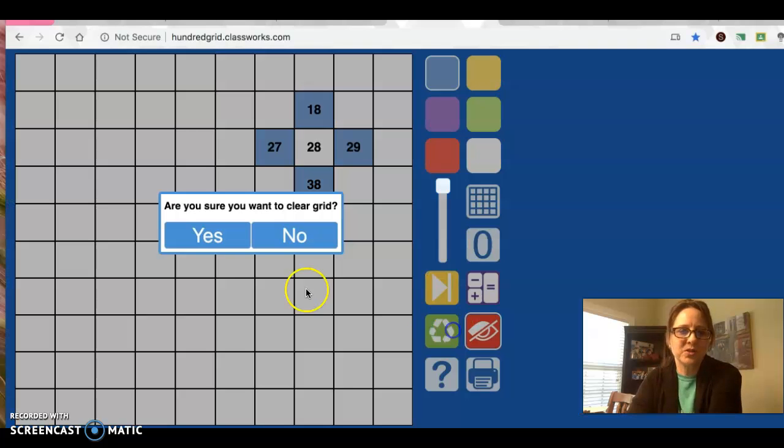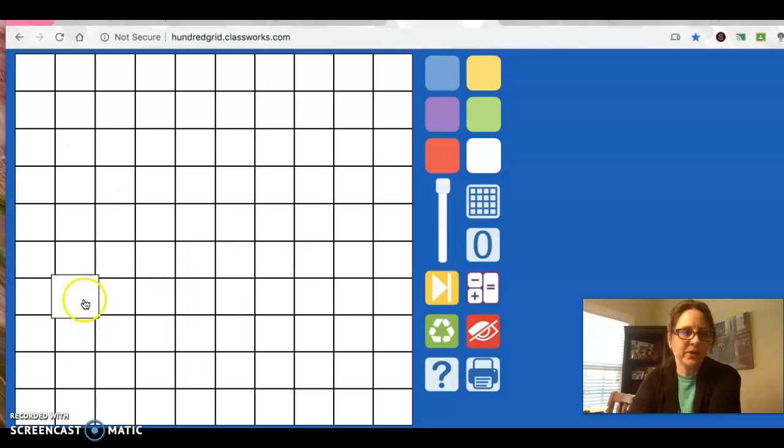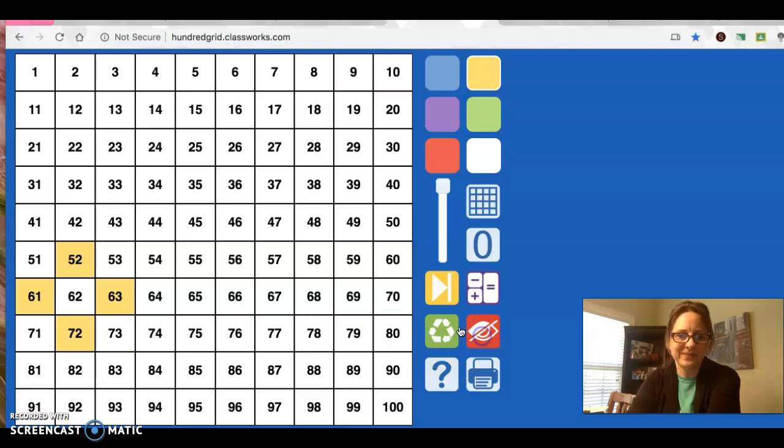All right, let's go to another one. Let's white out our board and do another one. Let's do this one right here, 62. And let's use yellow. Let's do 1 less. 1 less than 62 is, you got it, 61. 1 more than 62 is, you got it, 63. Now, what is 10 less than 62? 10 less. Did you go up? 52 was the right answer. What's 10 more? You got it, 72.